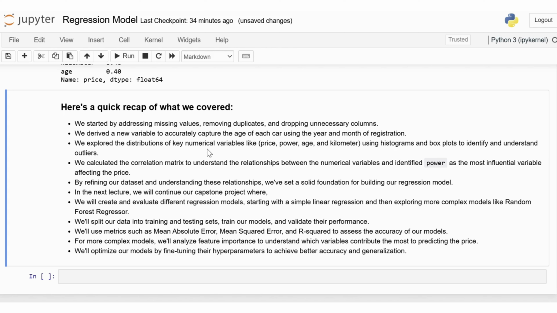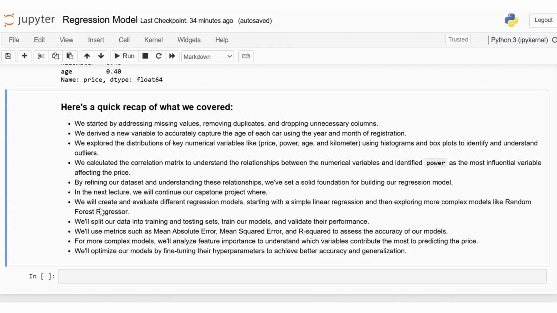We explored the distributions of key numerical variables like price, power, age, and kilometer, using histograms and box plots to identify and understand outliers. We calculated the correlation matrix to understand the relationships between the numerical variables and identified power as the most influential variable affecting the price. By refining our dataset and understanding these relationships, we've set a solid foundation for building our regression model.